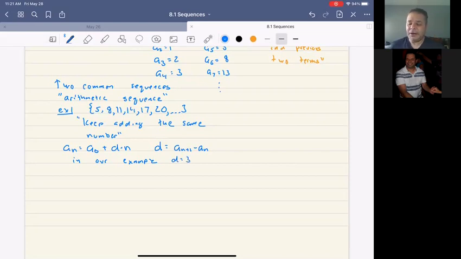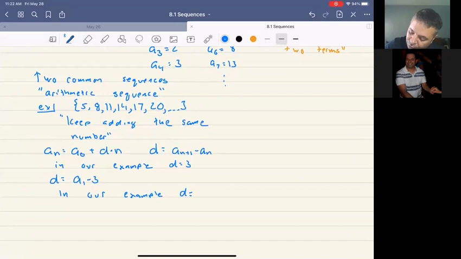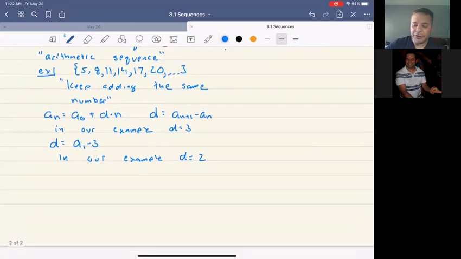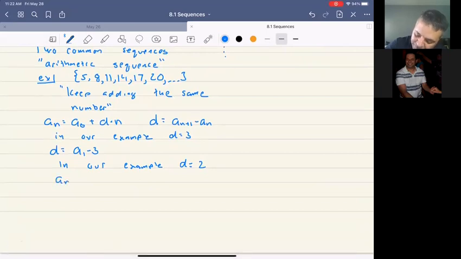Okay, and then our a sub 0 is what would happen if we just went back one more, because this is a sub 1, not a sub 0. This 5 is a sub 1. Okay, so our sequence is a sub n equals 2 plus 3n in this case.